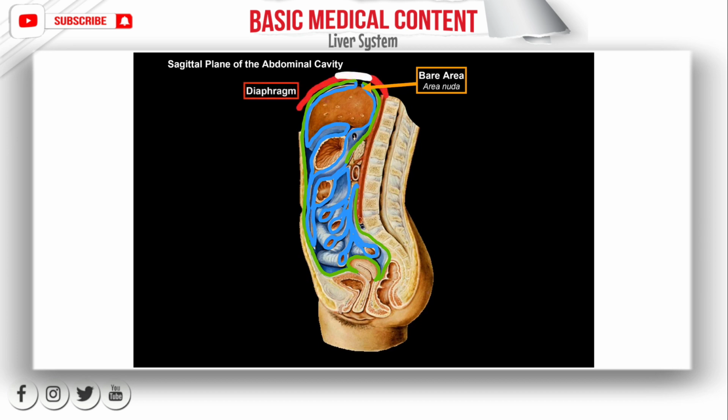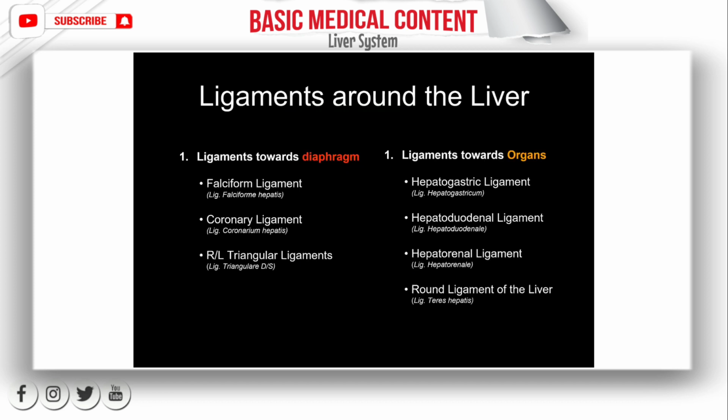To understand the anatomy of the liver fully, you now only need to know the ligaments that connect the liver to the diaphragm, up here, and the ligaments that connect the liver to other organs. So let's look at the ligaments around the liver in a little more detail. The ligaments from the liver to the diaphragm are 3, or 4, because the last one has a right and a left ligament. Then there are 4 ligaments connecting the liver to other organs.